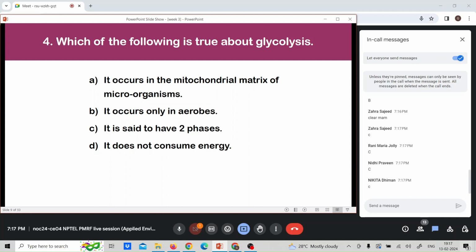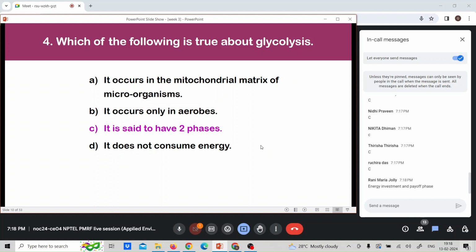Okay, there are three responses. I guess this is a pretty straightforward question. So, can someone tell me what are the two phases of glycolysis? Right. Yes, with that, I'll disclose that C is the answer.